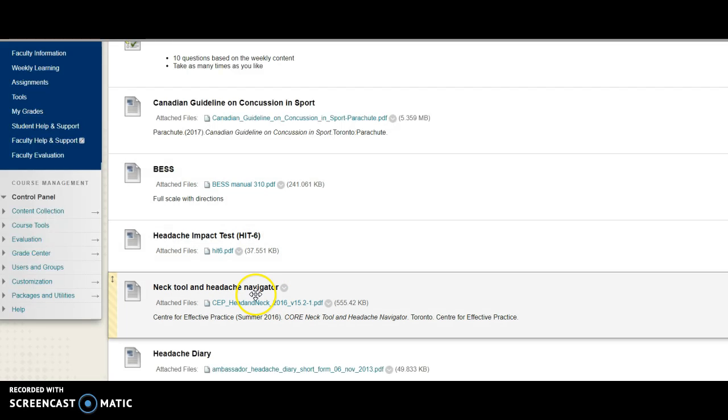The head and neck tool, the neck tool and headache navigator rather, is from our friends at the Centre for Effective Practice. Really good resource in terms of differentiating headaches, different types of headaches, red flags, of course. The Headache Impact Test, or HIT-6, is a very easy tool that you can use with your clients just to identify if, in fact, headache is actually impacting on their activities of daily living. And the last one here is just a headache diary, where being able to actually record some of the signs and symptoms might give an idea as to what that person is presenting with.